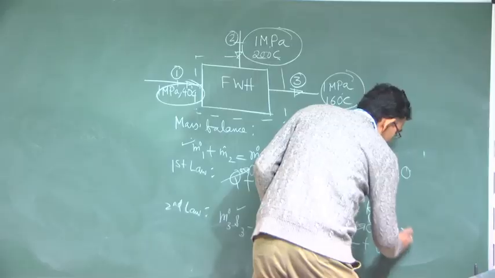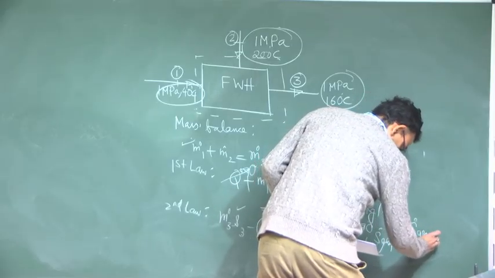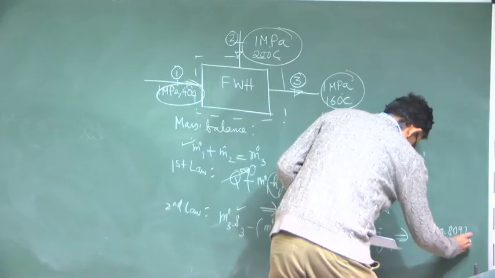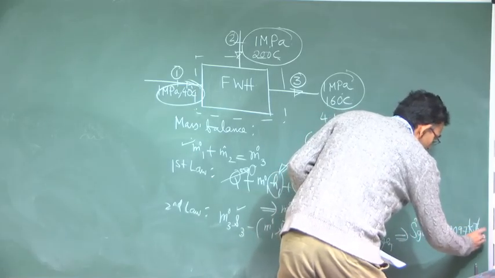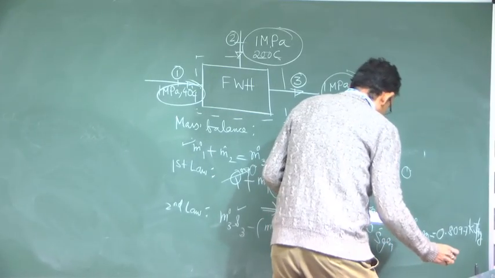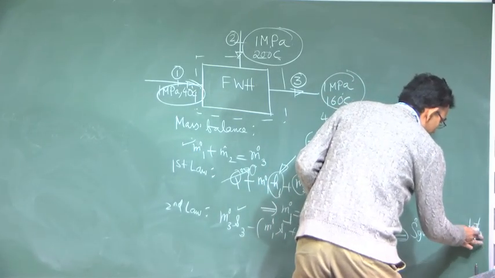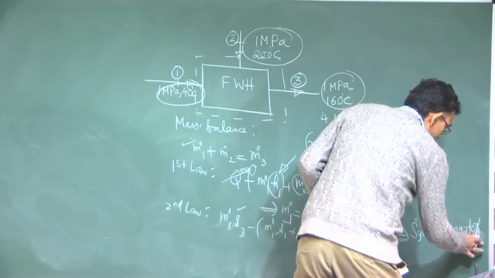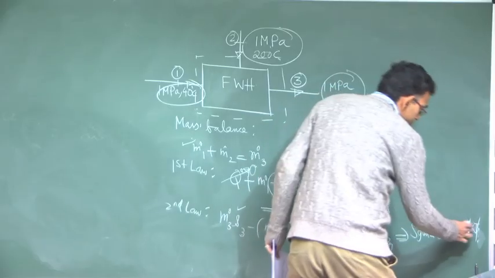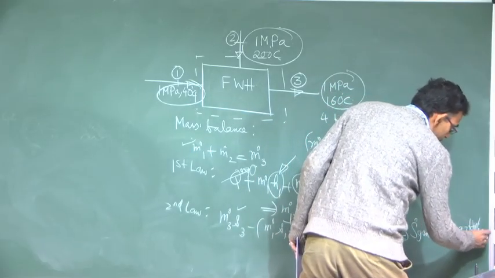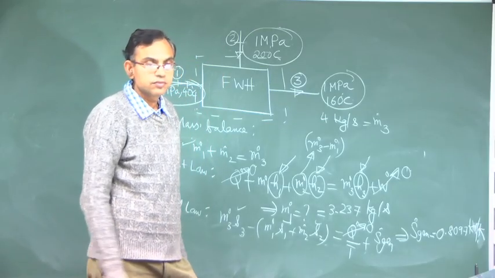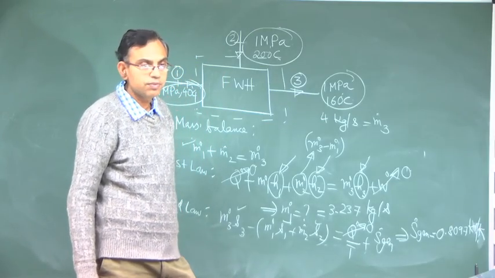So, the entropy generation rate is 0.8097 kilojoule per second per Kelvin. So, the rate of entropy generation is in kilowatt per Kelvin, right. Right, kilowatt per Kelvin.